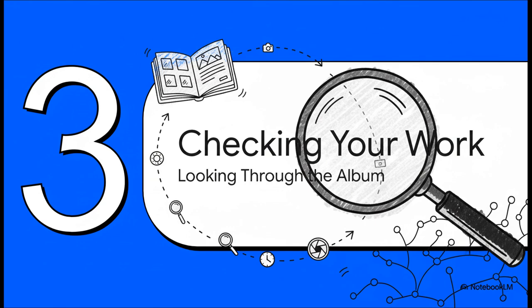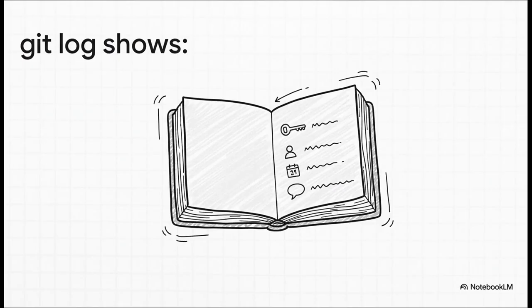That's fantastic. But, a time machine is pretty useless if you can't actually look back in time, right? So let's see how you can browse through the history you've just started to create. The command for this is git log. Think of it as flipping through your photo album, page by page. It shows you a list of every single commit, every snapshot you've ever made, starting with the most recent. And for each one, you get a unique ID number, you see who made the change, when they made it, and most importantly, you see that message, the caption you wrote.